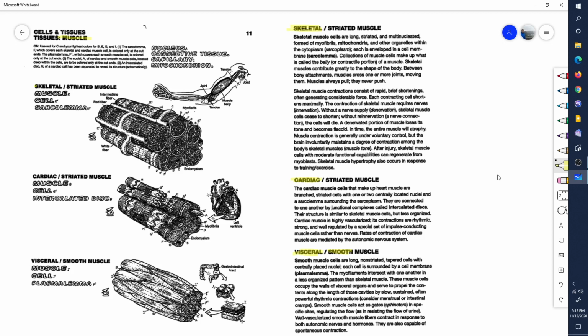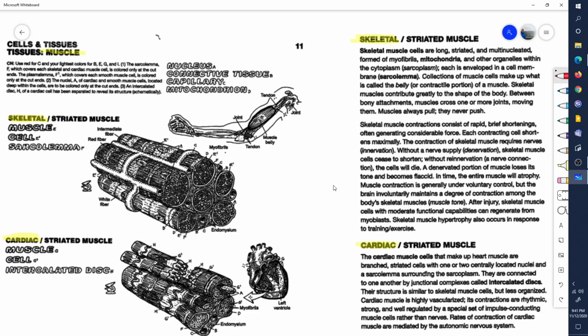Here they are on the left: skeletal, cardiac, and visceral or smooth muscle. Let's start with skeletal muscle. Of course, skeletal muscle moves the bones. And let's get to know some of the parts of skeletal muscle.